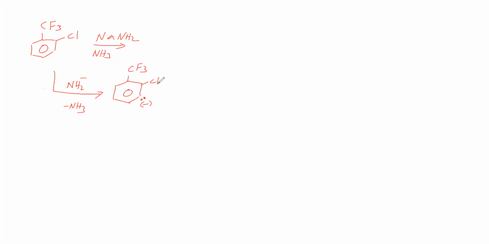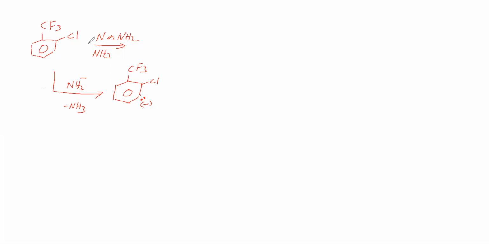What is another possibility? This is CF3, so we need not consider it. This chlorine only we have to consider, the halogen directly attached to the phenyl ring. This halogen is attached to this carbon, and from the neighboring carbon the proton is eliminated by NH2 minus. Therefore this carbon becomes negatively charged. Another possibility: this carbon is not having hydrogen, therefore a C minus is not possible here.